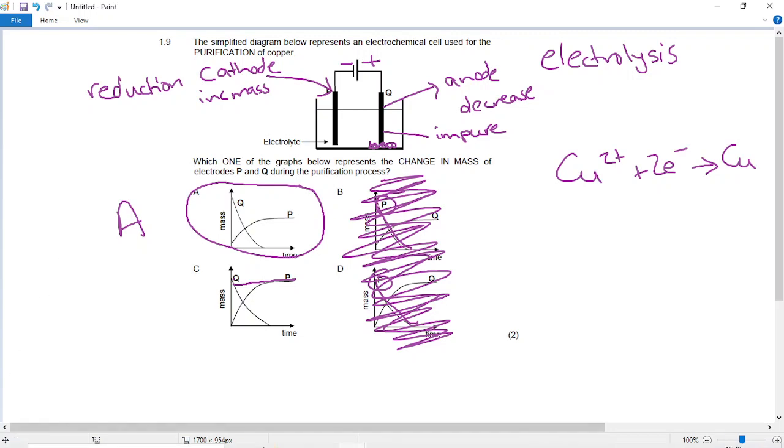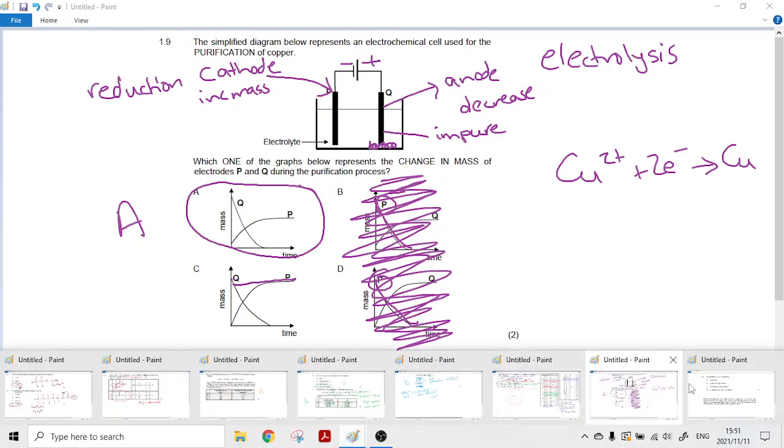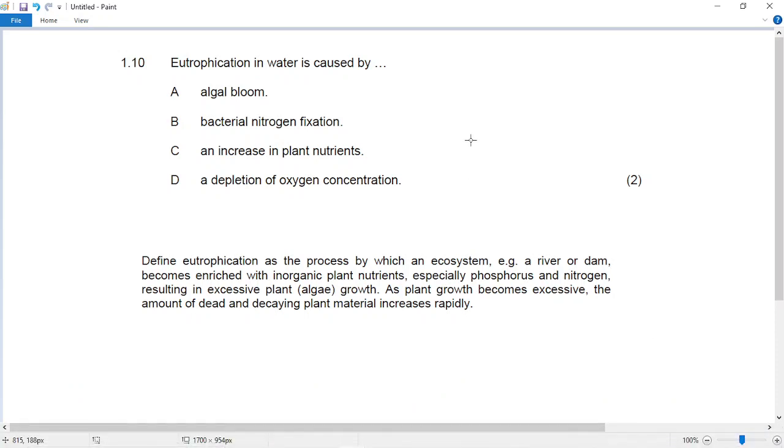And that just leaves us with the fertilizer question, which is now out of the curriculum. So I assume you're going to stop watching, but if you don't stop watching, it says, what is eutrophication in water caused by? If you look in the exam guidelines, it says define eutrophication as the process by which an ecosystem becomes enriched with inorganic plant nutrients, which results in excessive plant growth.